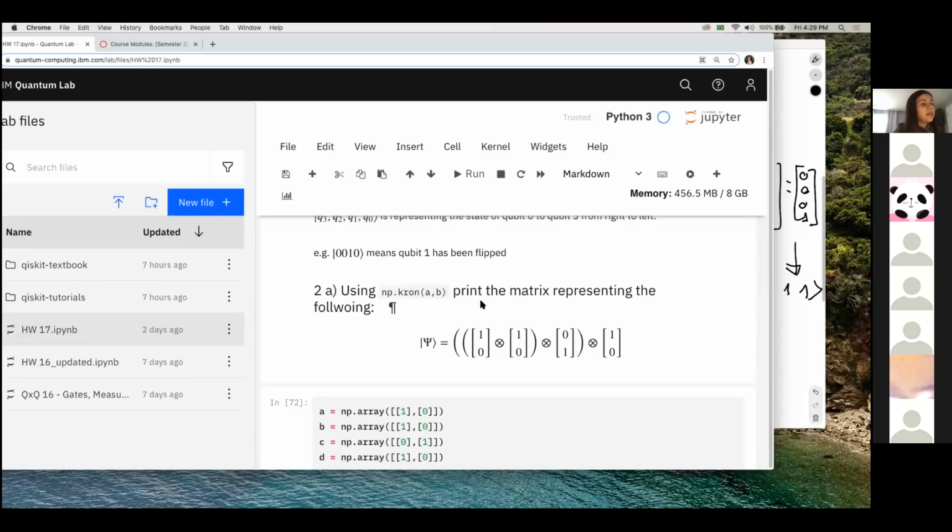Yeah, so every vector is a matrix, but not every matrix is a vector. A vector is a matrix with only one column. That's why it says print the matrix, okay? So let's see here. The psi vector they want here is a sequence of tensor products.